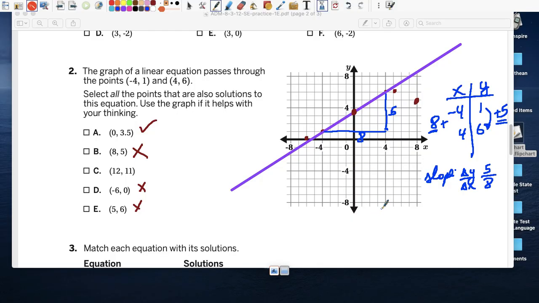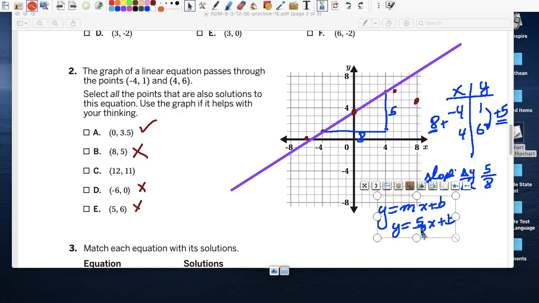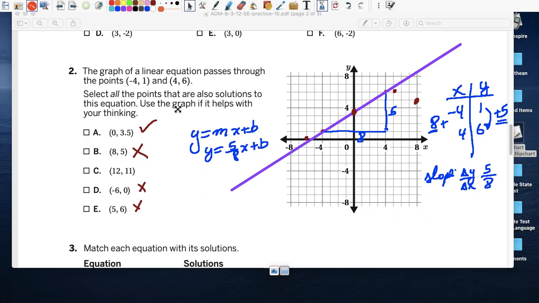So our equation is y equals mx plus b. y equals, the m is 5 over 8x. I can't tell what the y-intercept is, so I'm going to leave plus b. So we're going to have to do that extra work we did today. Let me just move this guy over here.